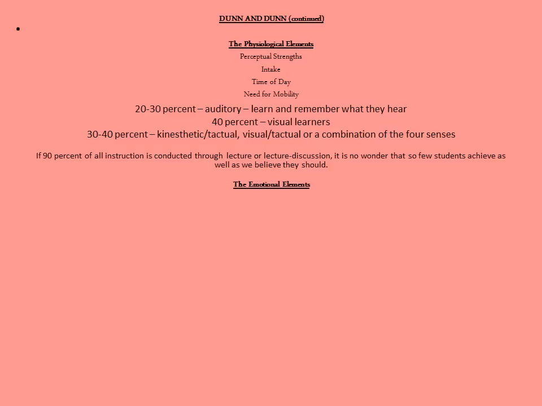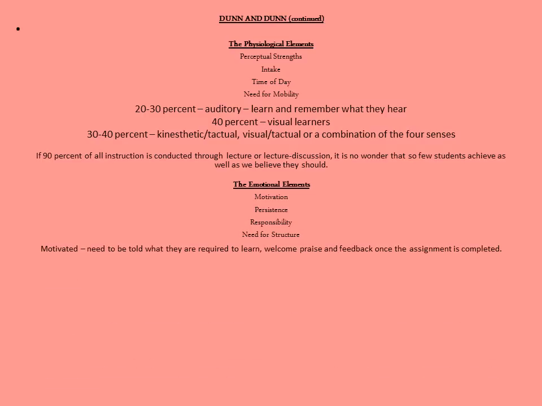Moving on to the emotional elements, these are relatively straightforward. We're talking now about motivation, persistence, responsibility, and the need or lack thereof for structure. The motivated student, they'll need to be told what they're required to learn. They'll welcome praise, they'll welcome feedback, but really that stuff kind of happens once the assignment is completed.